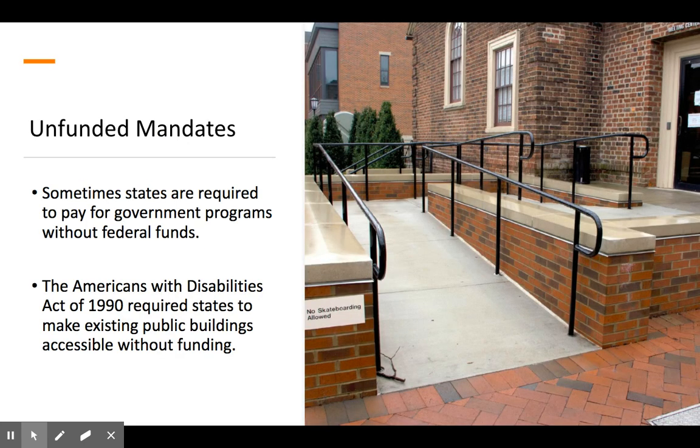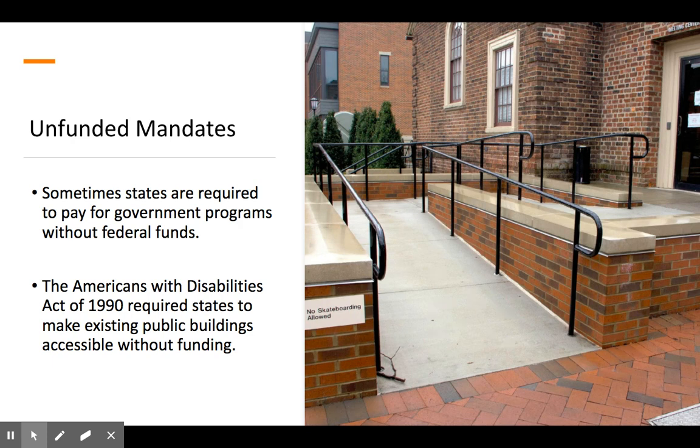So what are unfunded mandates? Well, different from these grants where the federal government is providing money, sometimes states are required to pay for government-funded programs without federal funds. So a good example of an unfunded mandate is the American Disabilities Act of 1990, which required states to make existing public buildings accessible without funding.